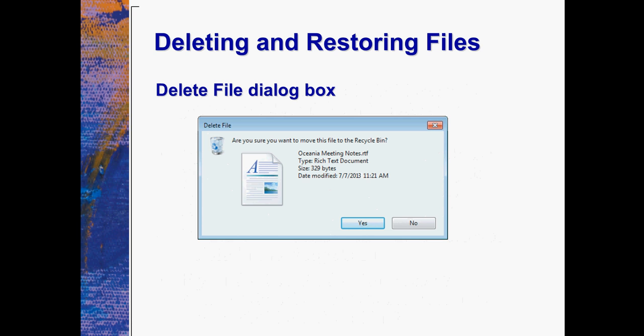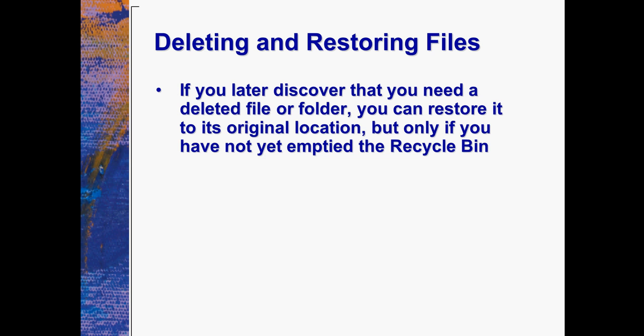This is an example of the Delete File dialog box, and it is a fail-safe to protect you from deleting a document by mistake. Notice, though, that it says, do you want to move this file to the recycle bin? Not to, do you want to delete this file? If you later discover you need a deleted file or folder, you can restore it to its original location, but only if you have not yet emptied the recycle bin. Emptying the recycle bin permanently removes the deleted folders and files from your computer.